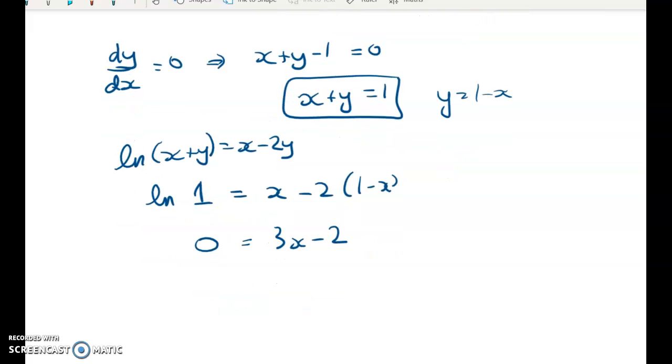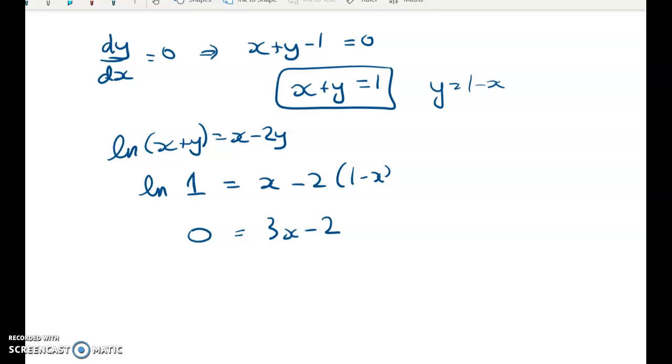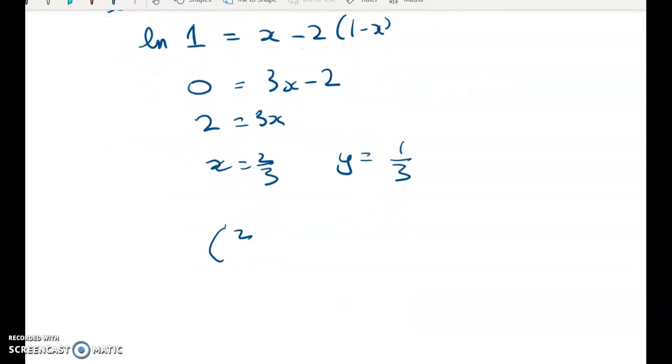Okay, so I got something different when I did this before. Hang on. I know one of you will tell me if I've made a mistake here, but I think it's x minus 2y. Yep. Okay, so 3x minus 2 is equal to 0, 3x is equal to 2, x is equal to 2/3, and y is equal to 1/3. So the point is 2/3, 1/3 is the answer.